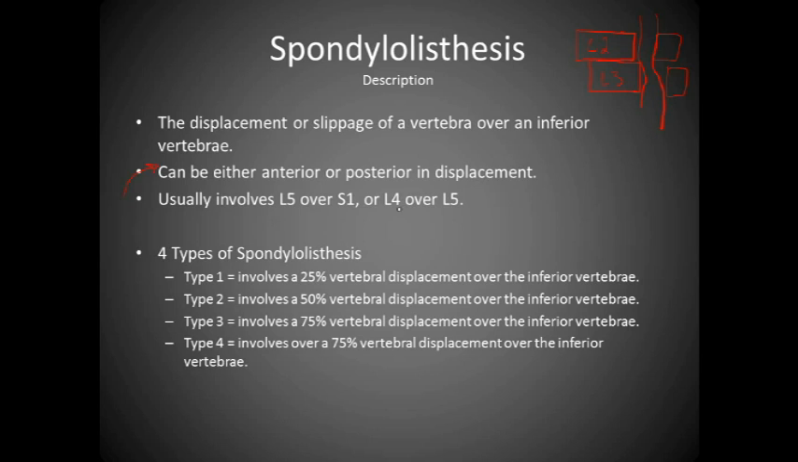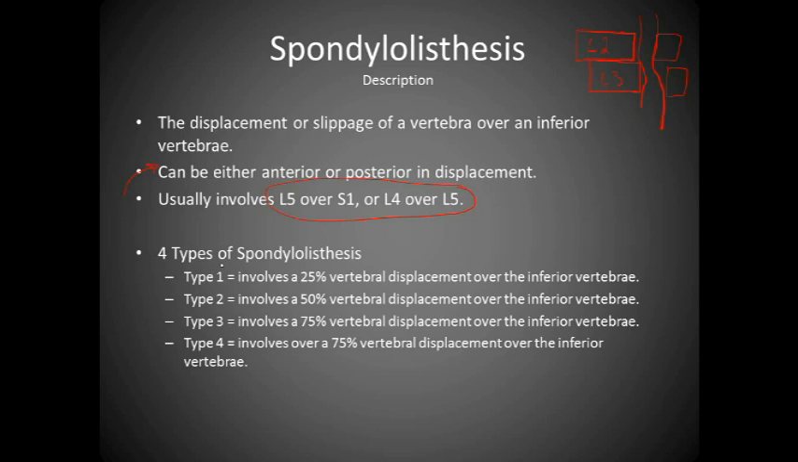It usually involves L5 over S1 or L4 over L5. The reason for this is because these are the primary weight-bearing portions of the spine, and because of that, these areas just tend to accumulate a lot of injuries over the course of time.